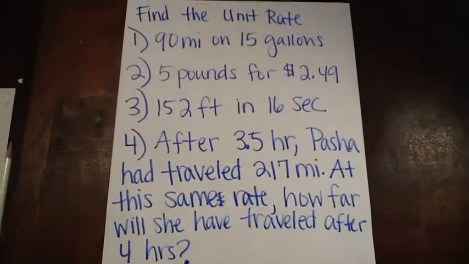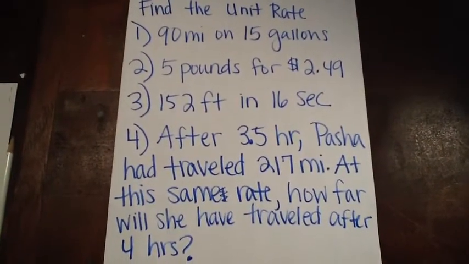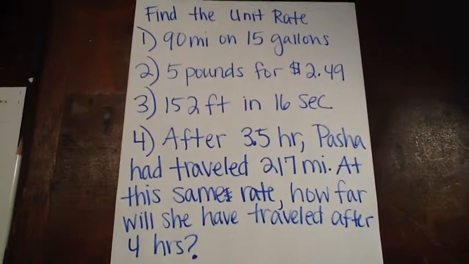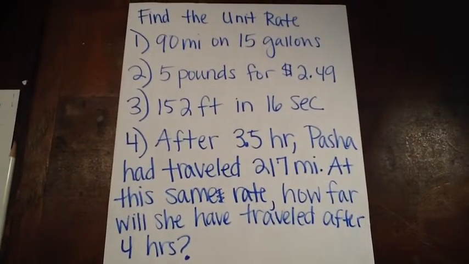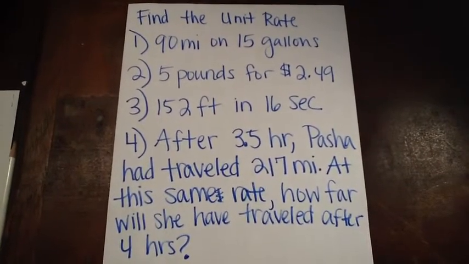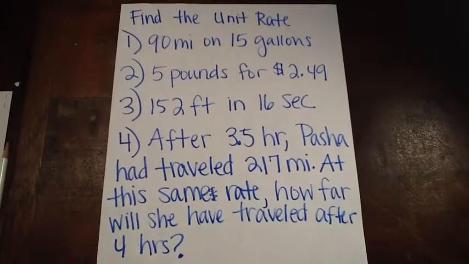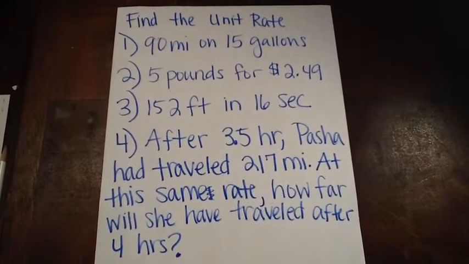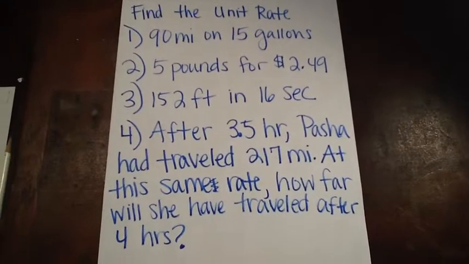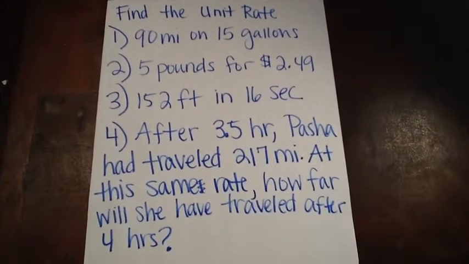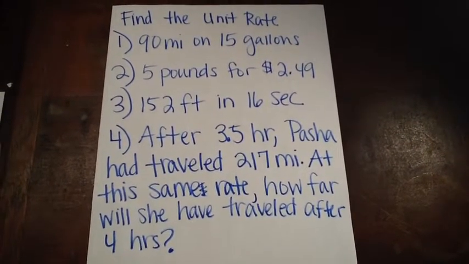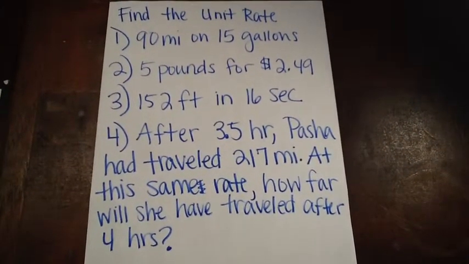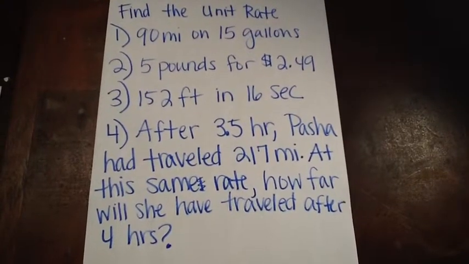Alright, you have 4 problems to do for me. Numbers 1, 2, and 3, go ahead and find the unit rate, which means you want to figure out, in number 1, how many miles you go on 1 gallon of gas. Number 2, you want to figure out how much it costs per pound. Number 3, you want to figure out how many feet per second. Number 4, it says after 3.5 hours, Pasha had traveled 217 miles. At the same rate, how far will she have traveled after 4 hours? Go ahead and solve those problems. Good luck. We'll see what you get tomorrow.